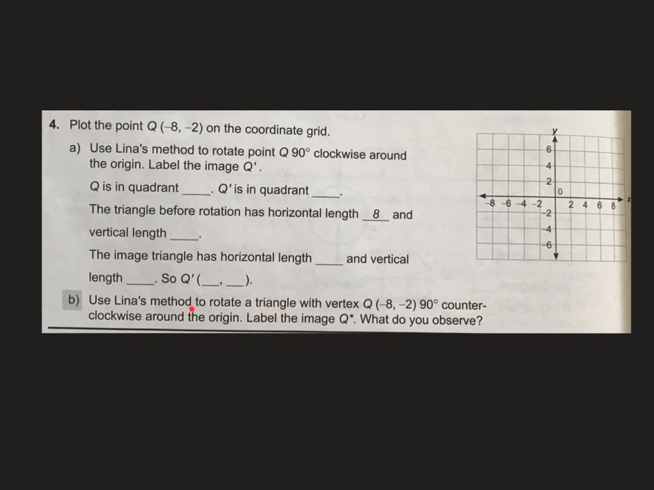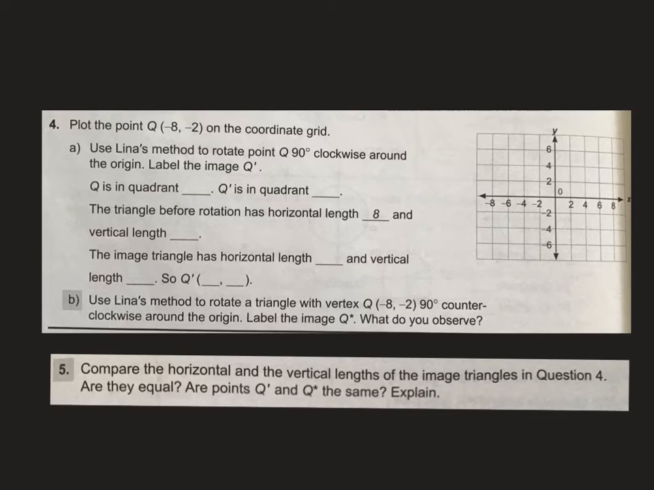Part B asks you to use Lena's method to rotate a triangle with the vertex -8, -2, 90 degrees counterclockwise around the origin, and label that image Q asterisk. And what do you observe? So you'll start at the same place, but then we're going to rotate it counterclockwise instead of clockwise, and see what you notice. Question 5 is actually going to require you to look at your information for question 4.